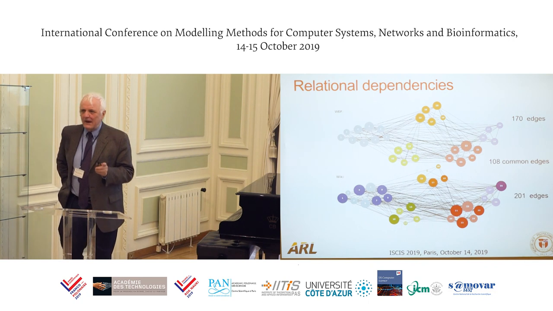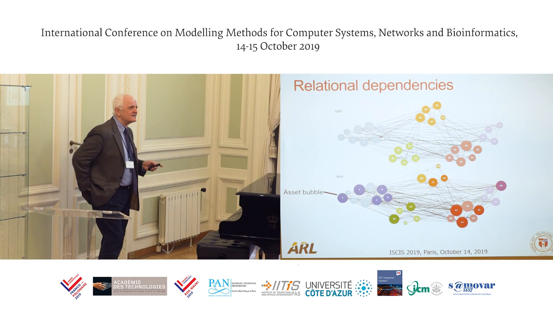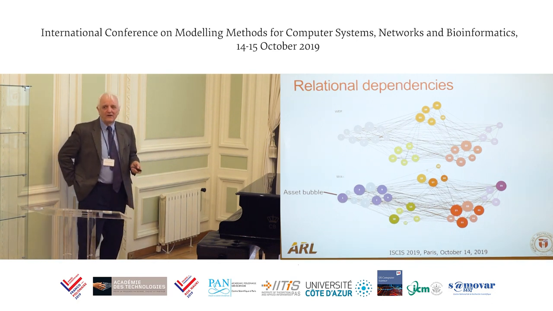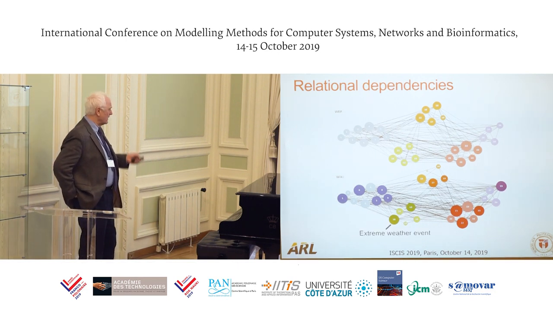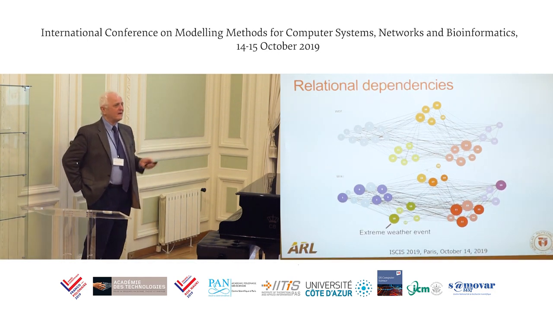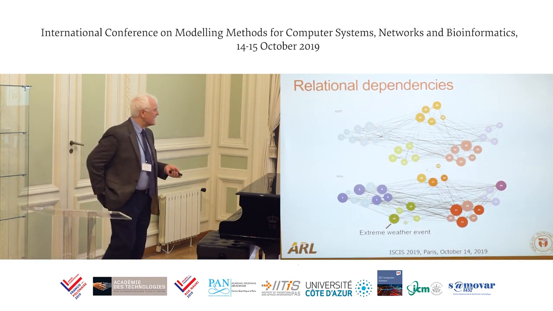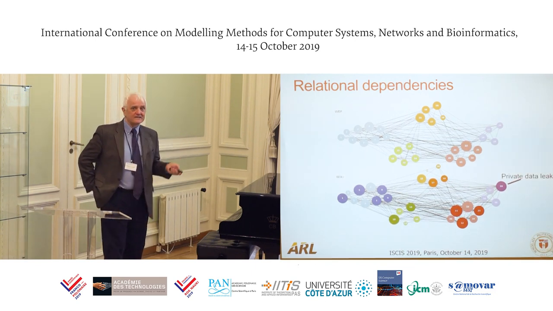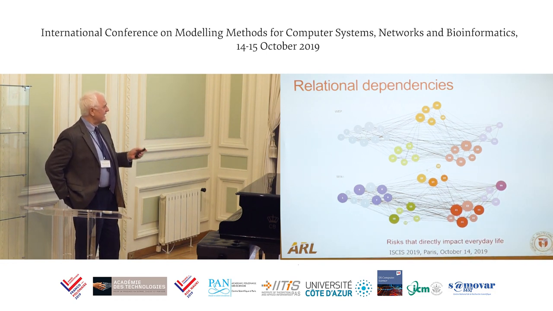So what we found out from these experiments is that humans look at things which are very visible to them, very strongly affecting their life. For example, asset bubble. Of course, it peaked inflation, problems with the banking, slowing the economy, extreme weather event. Of course, there are floods, suffering, and so forth. And then private data leak. Yes, it affects our life. So there are the risks directly impacting life.